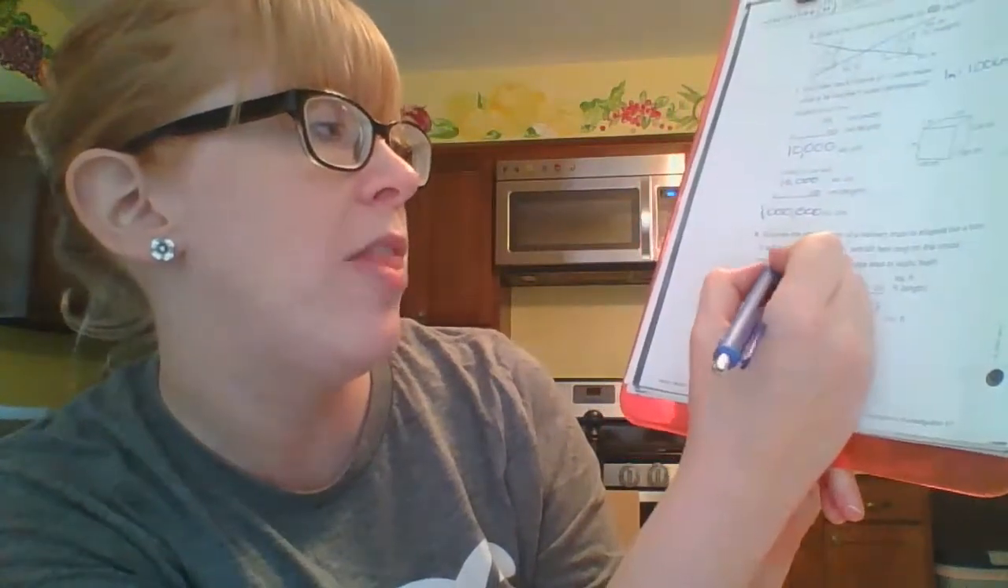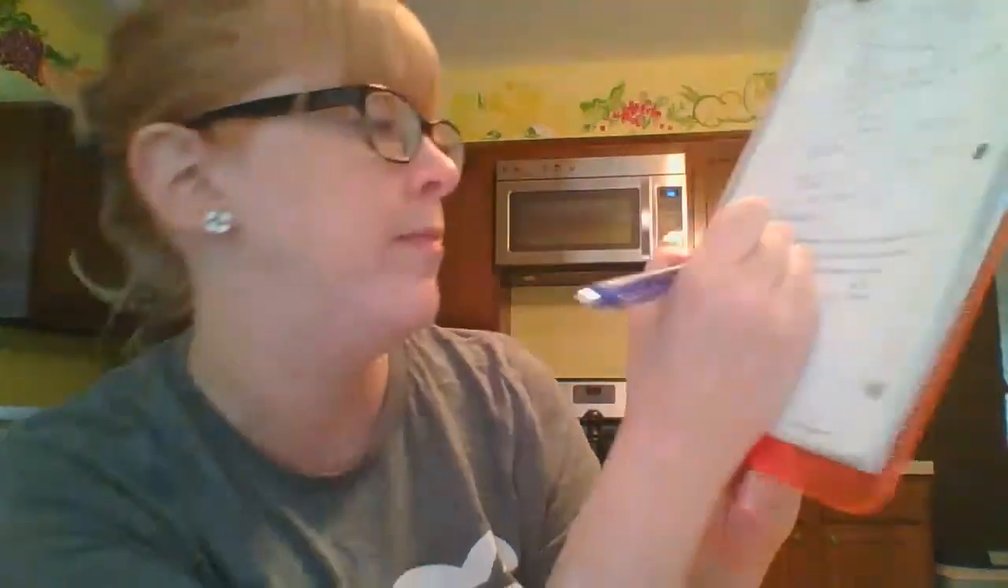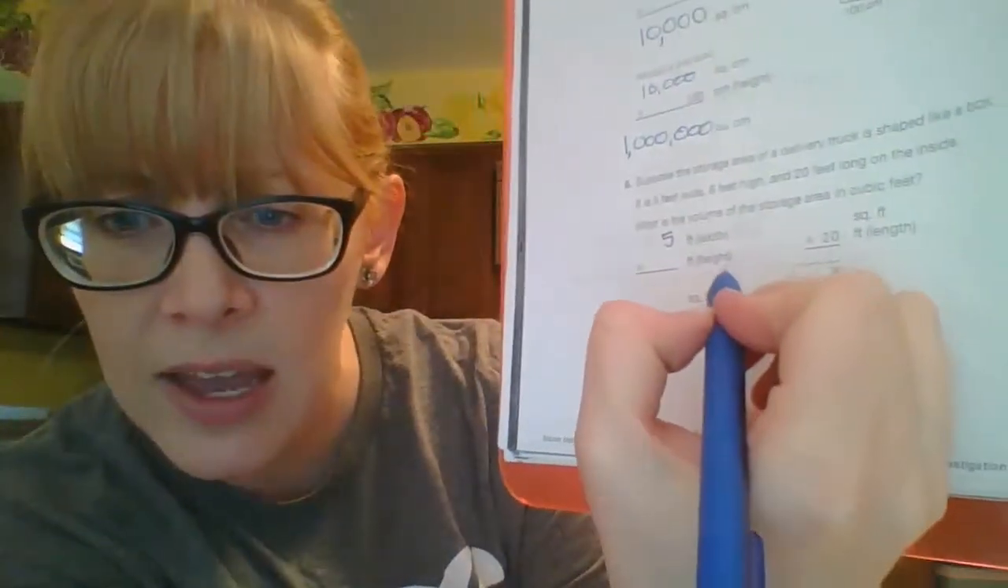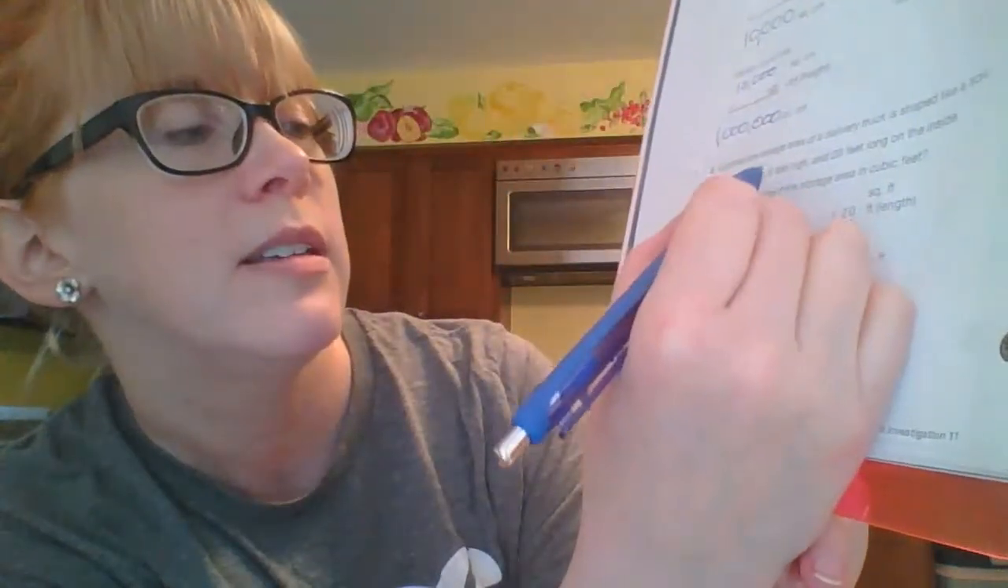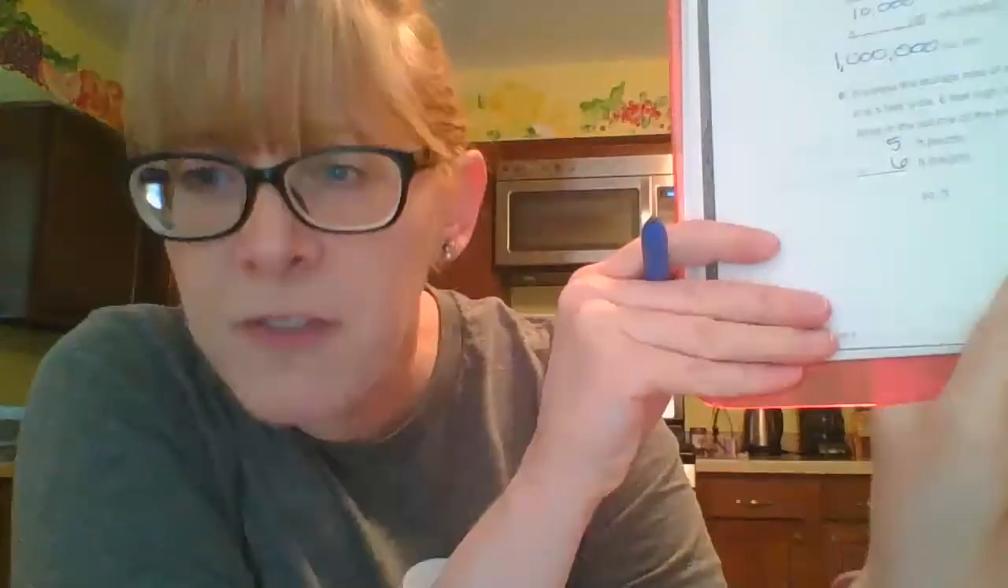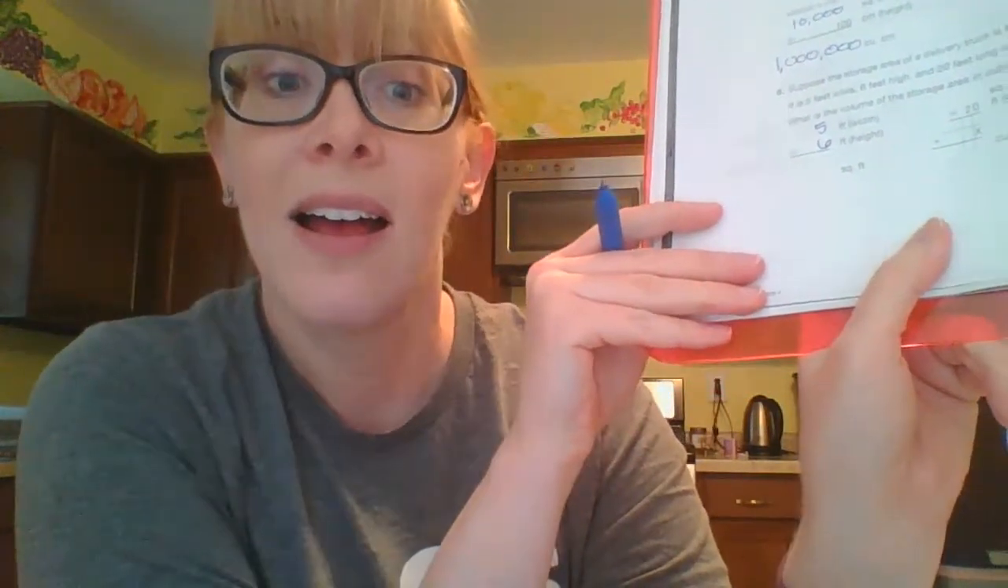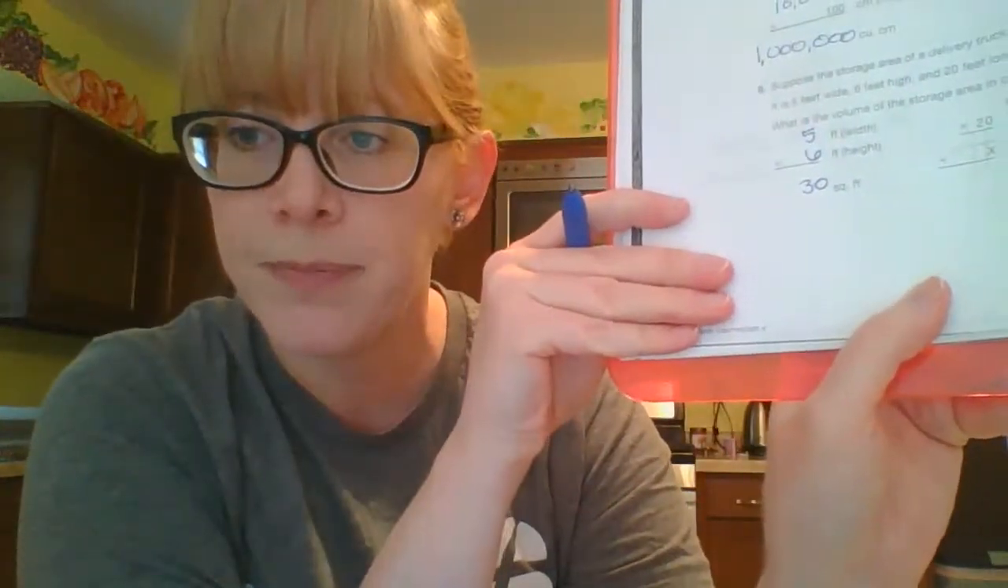So they want the width. They said 5 feet wide. And then the height, 6 feet high. And I'm going to do that first. 5 times 6 is 30. So it's 30 square feet. That would be like 1 layer, 30 square feet.